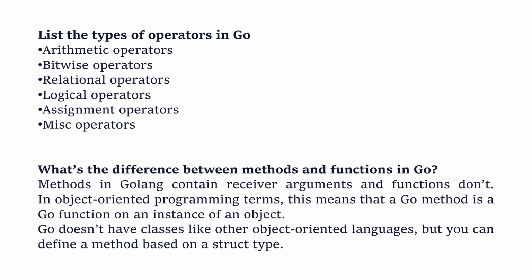What's the difference between methods and functions in Go? Methods in Golang contain receiver arguments and functions do not have receiver arguments. In object-oriented programming terms, this means that a Go method is a function on an instance of an object. Go doesn't have classes like other object-oriented languages, but you can define a method based on a struct type.